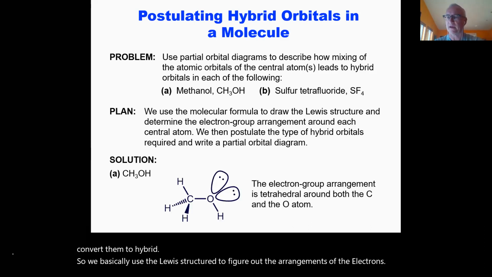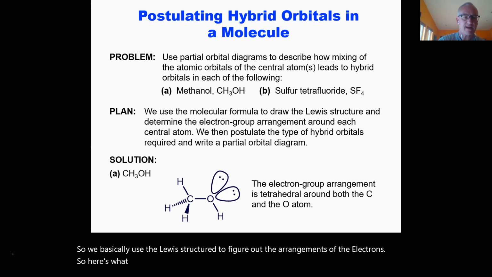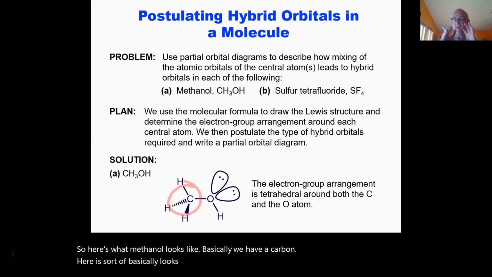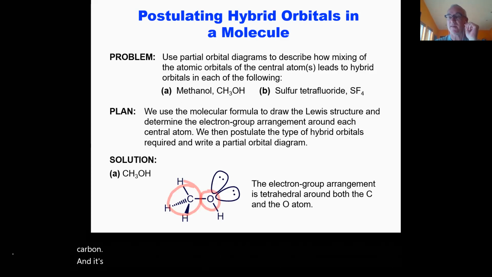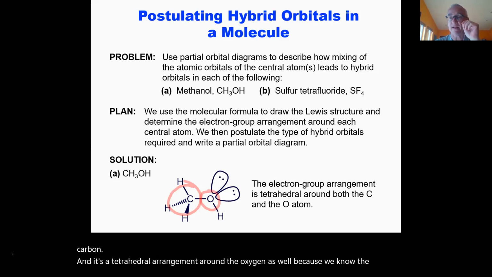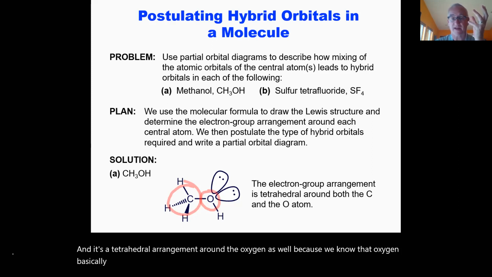So here's what methanol looks like. Basically we have a carbon here. It looks like methane, so it's got a tetrahedral arrangement around that carbon. And it's a tetrahedral arrangement around the oxygen as well, because we know that oxygen, when it bonds, has 2 bonds and 2 lone pairs. That's also tetrahedral.